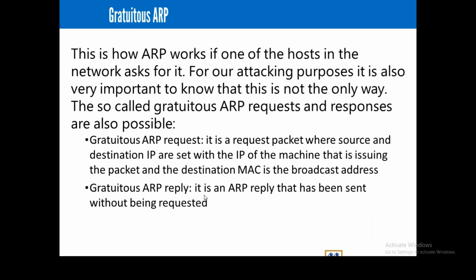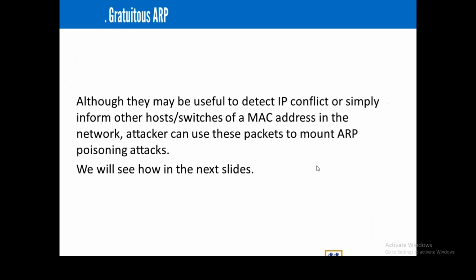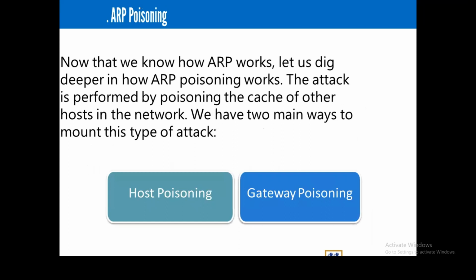A gratuitous ARP reply is an ARP reply that has been sent without being requested, although it may be useful to detect IP conflict or simply inform other hosts or switches of a MAC address in the network. An attacker can use this packet to mount an ARP poisoning attack. So let's see this in the next slide. Let's look at how this works.